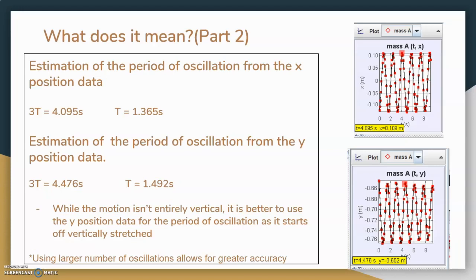To find the period of oscillation for both the x and y data, I took the average of the first 3 periods and found the period for the y data to be greater than the x data. The use of a larger number of oscillations allows for greater accuracy. While the motion isn't entirely vertical, I found it better to use the y position data period of oscillation, as the spring started off vertically stretched.